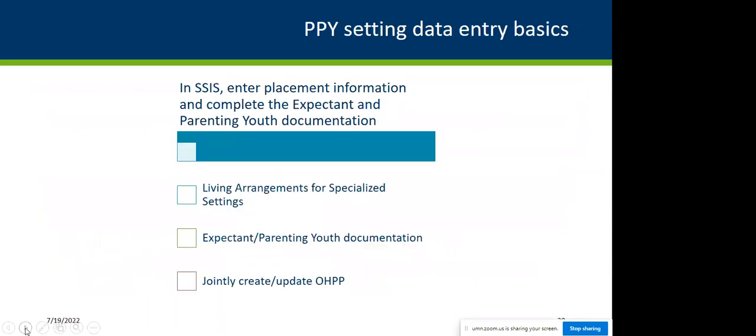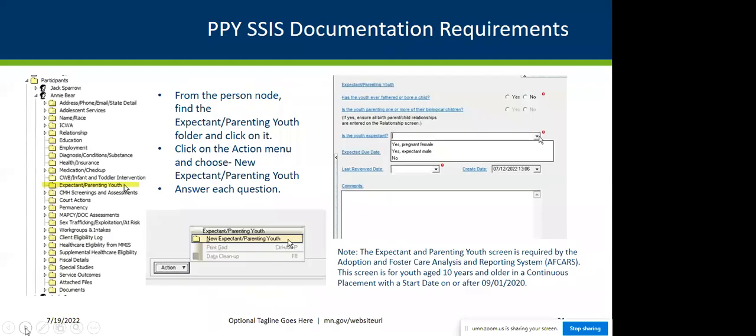So the next page would be just the basic data entry basics: the living arrangements for specialized setting, that expectant and parenting youth documentation that rolled out in 2020. And then, of course, jointly creating and updating the out-of-home placement plan that would include those factors. So with that, I will turn it over to Erica for a brief discussion of the SSIS documentation.